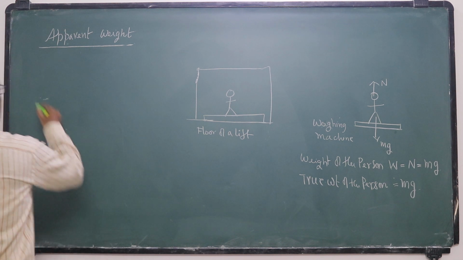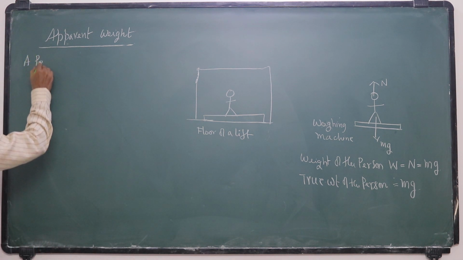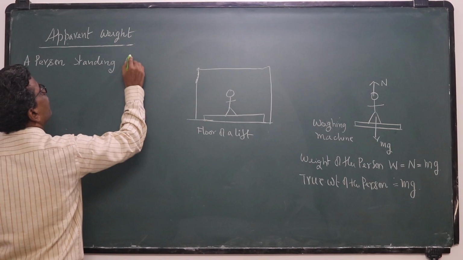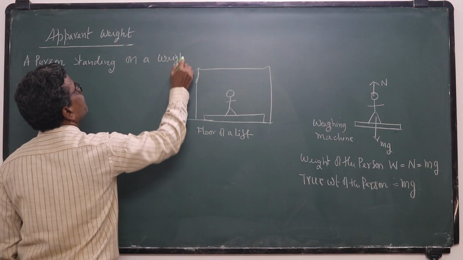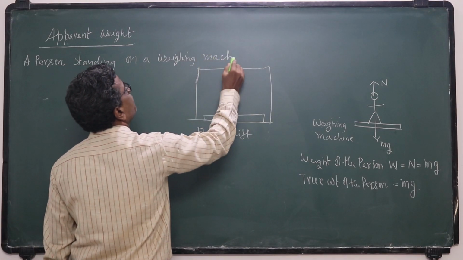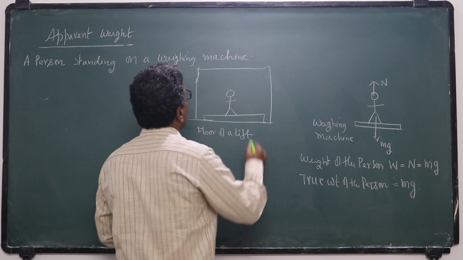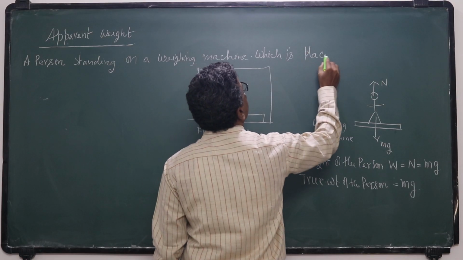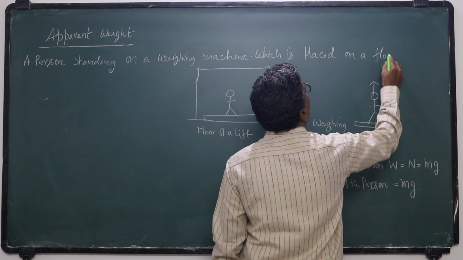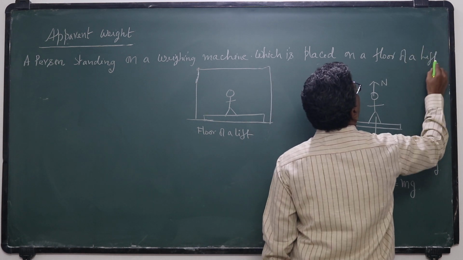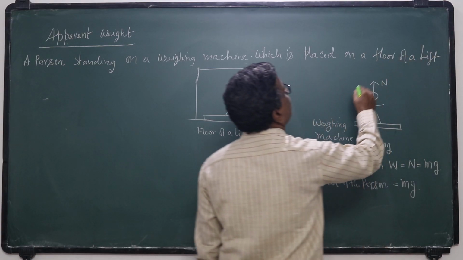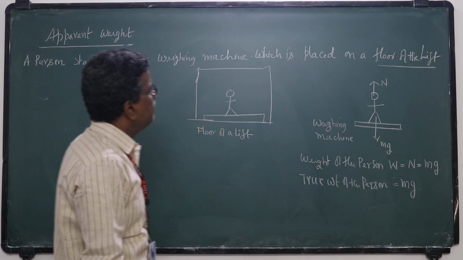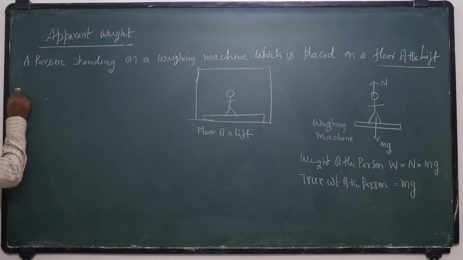So the case is a person standing on a weighing machine which is placed on the floor of a lift. Now, case 1.